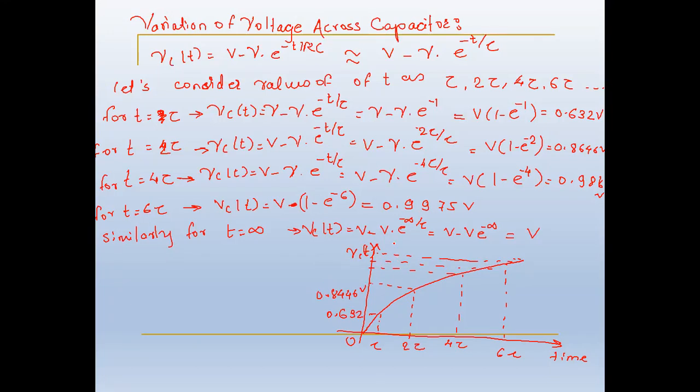The voltage across the capacitor increases rapidly until t is equal to tau, and after this the rate of increase decreases. After t is equal to 6 tau, the voltage reaches Vc(t), which is the steady state value. Okay, hope you have understood the variation of voltage across the capacitor.